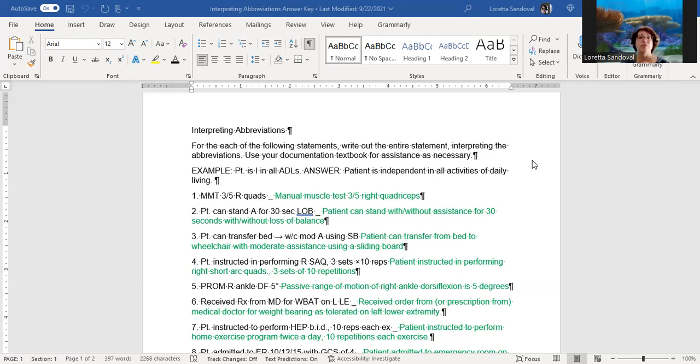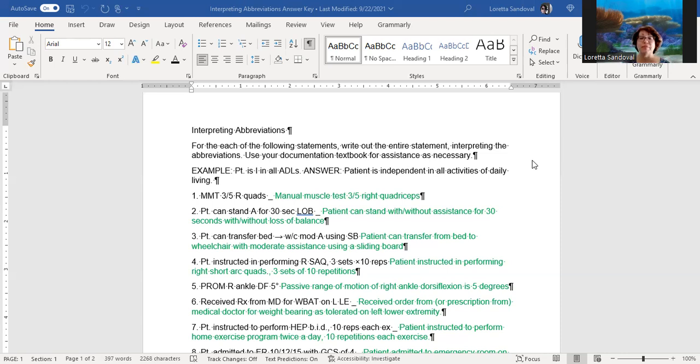Number 3, patient can transfer from bed to wheelchair, mod assist. That's how it should say it, using SB. So what's an SB? It's a slide board or a sliding board. Some people had some other things that they thought of for SB, but slide board is what this is abbreviating. Okay, is SB really vague? Absolutely. So do we want to say slide board instead of SB?